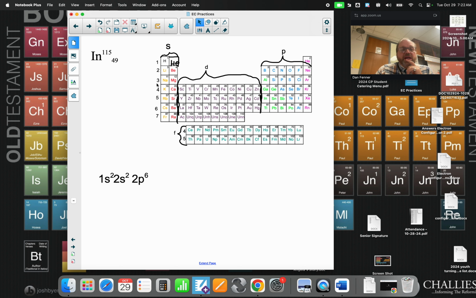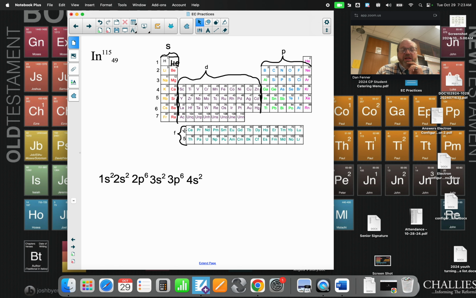Sodium, magnesium, and that's in the third energy level. S orbital, there are 2, so it's 3s2. Aluminum through argon is next, so that's still in the third energy level. It's a p orbital. There are 6 there, so it's 3p6. Potassium, calcium is next. That's in the fourth energy level. S orbital. There are 2, so it's 4s2.